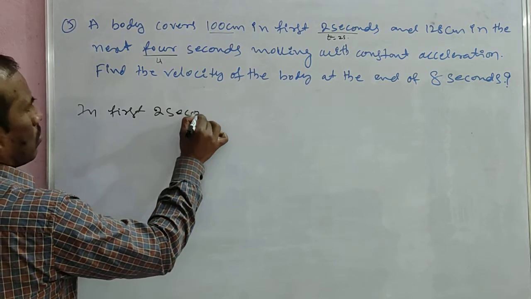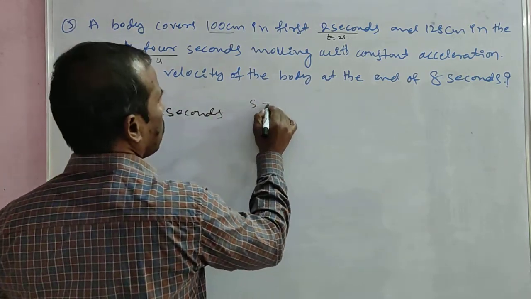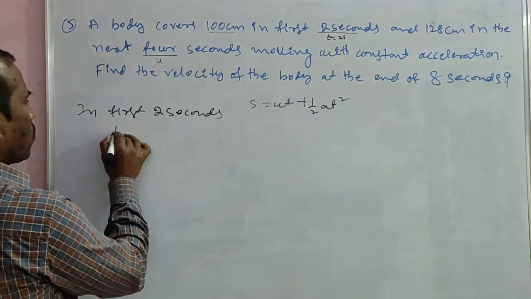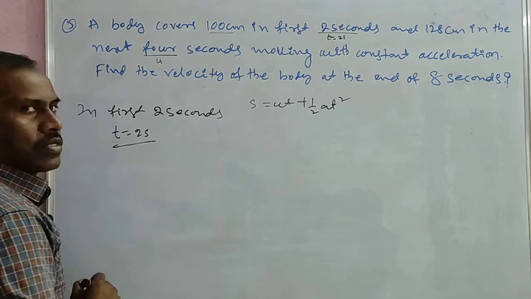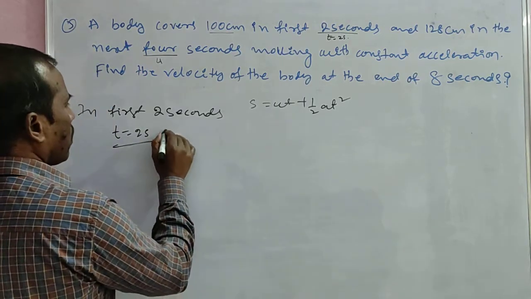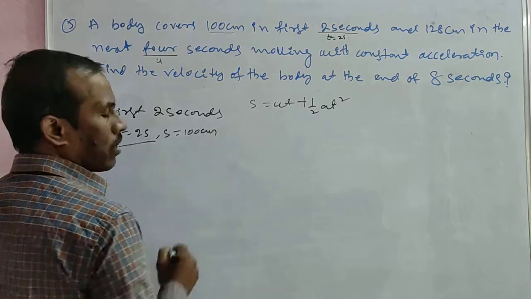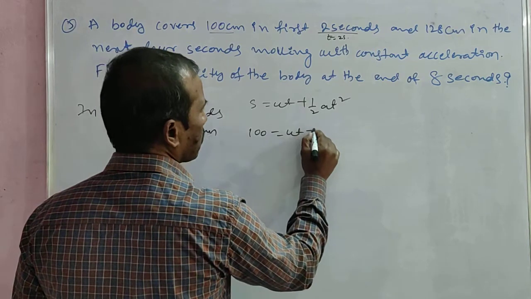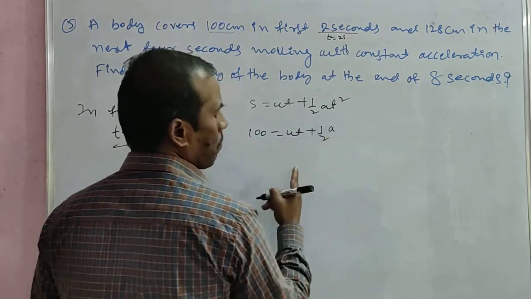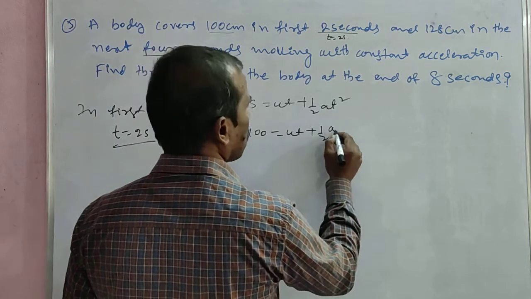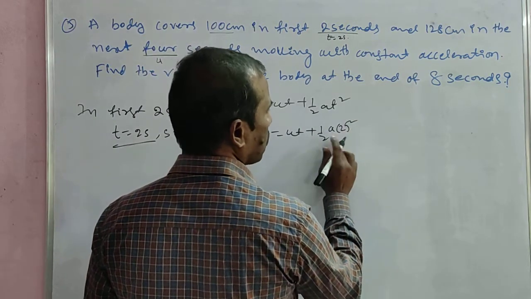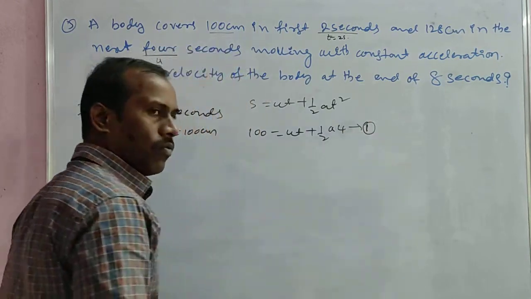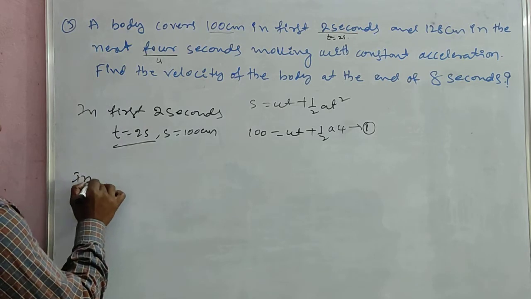Now in the first 2 seconds, your formula is S is equal to ut plus half at square. So here t is equal to 2, and S is equal to 100 centimeters, from the problem. Now 100 is equal to u plus 1 by 2 into a into t square, so 2 square is 4. Just for this, equation 1.